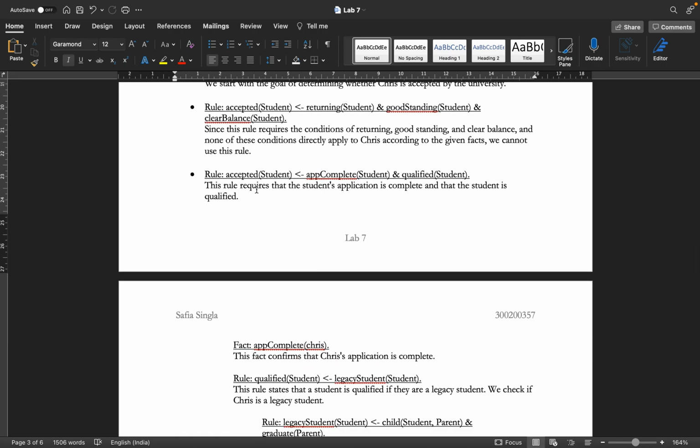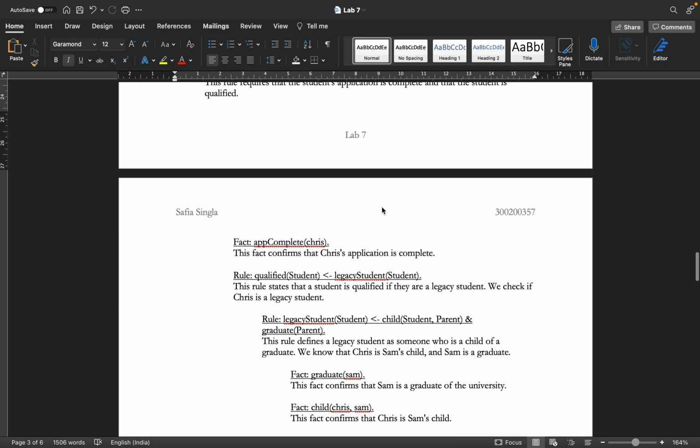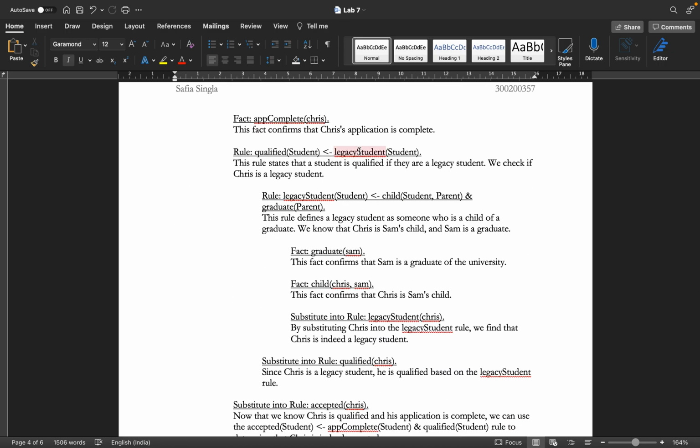Next, we try the second rule, which says he would be accepted if his application is complete and he's a qualified student. We know for a fact that his application is complete, so we focus on whether he is qualified. To check his qualification, we first check if he's a legacy student. There's one rule under legacy student.